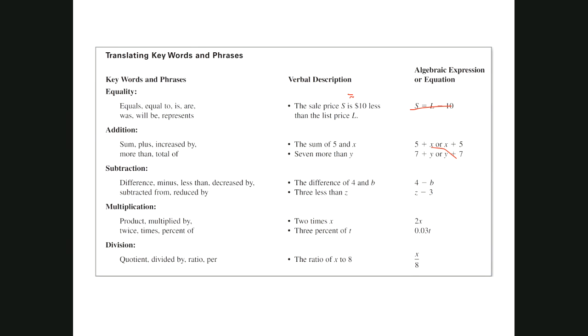Addition. The keywords: sum, plus, increase by, more than, total. So here's an example. The sum of 5 and x. 5 plus x or x plus 5. 7 more than y. 7 plus y or y plus 7.